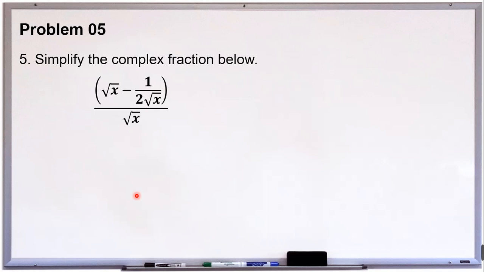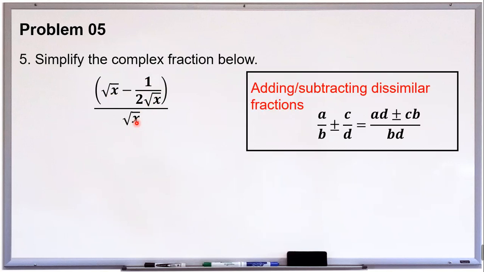Next, let's proceed to the last problem, problem number 5. In this problem, you're going to simplify the complex fraction below. So you have the numerator, square root of x minus 1 over 2 square root of x, all over square root of x. To solve this one, we all know that the numerator is more complex compared to the denominator, because in the numerator we have another fraction.